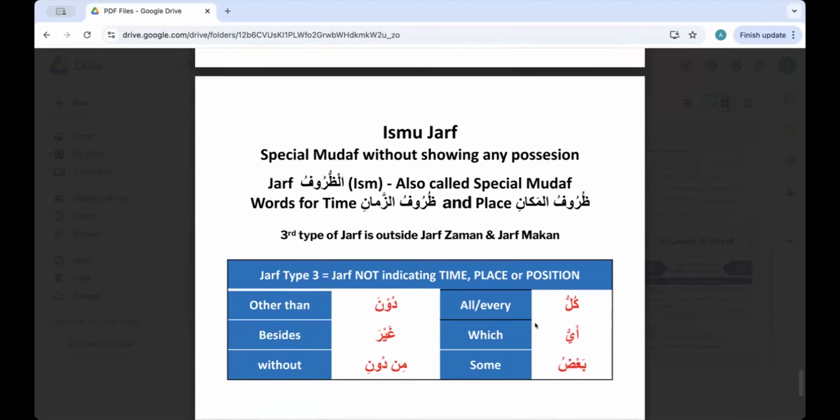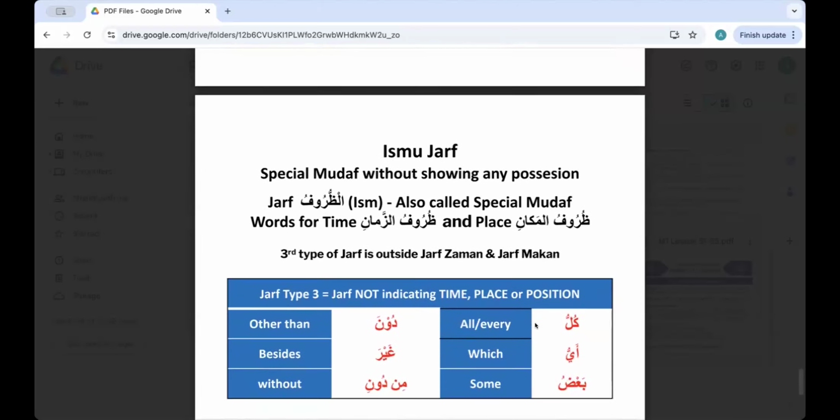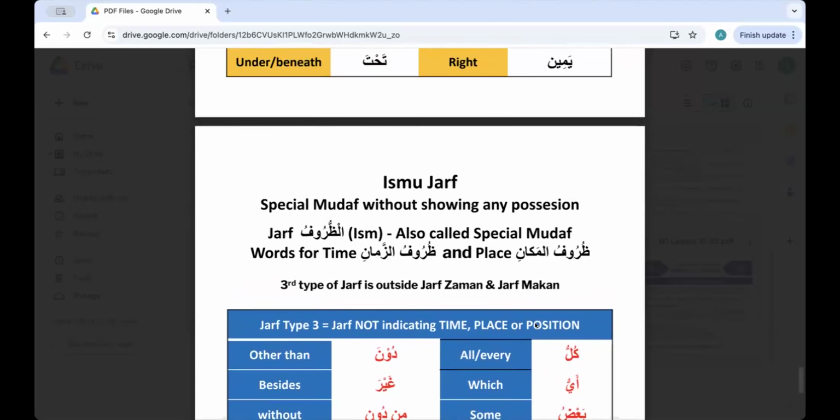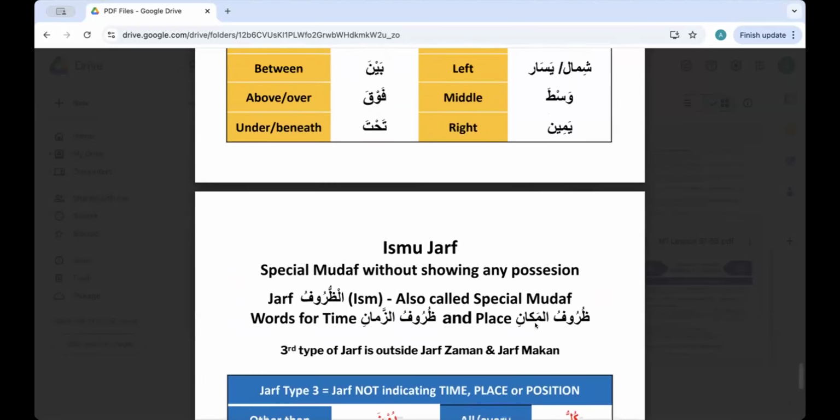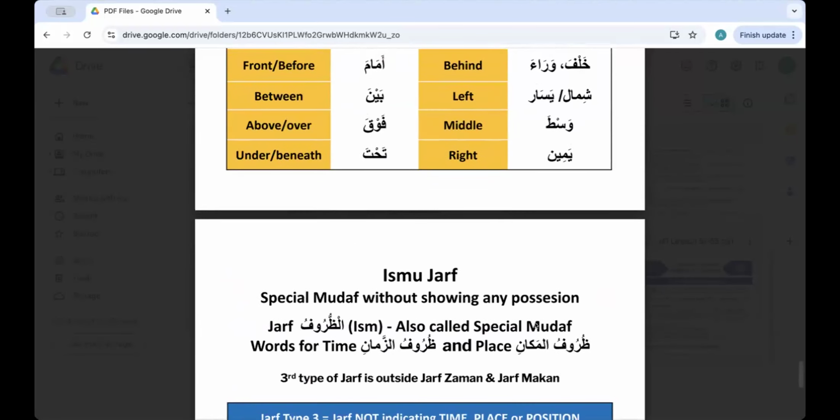Does anyone want to have a go with the special mudaf? Yeah, I memorized the special mudaf. Alhamdulillah. Oh, go ahead. Bismillah. All, kula, which, you, some, ba'du, without, min duni, besides, ghayra, other than, duna. I think. Good. Yes. Okay.